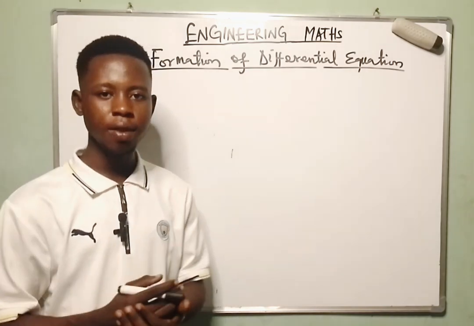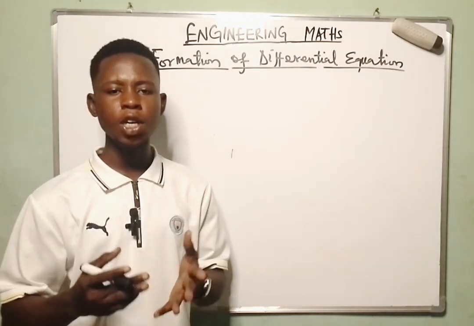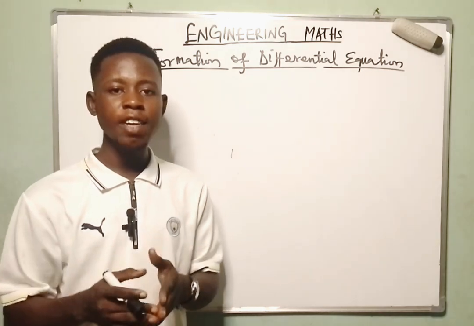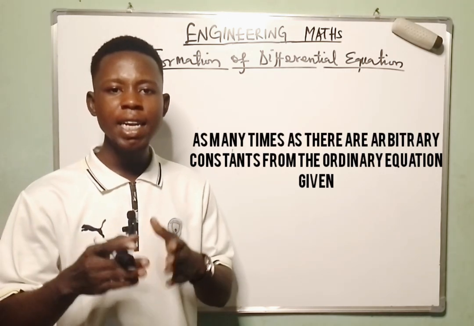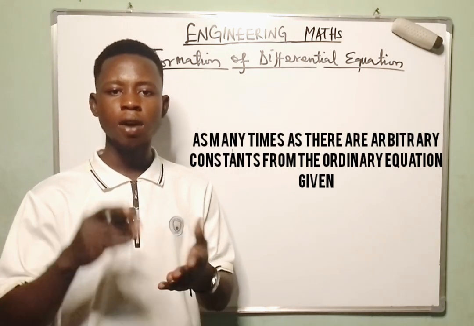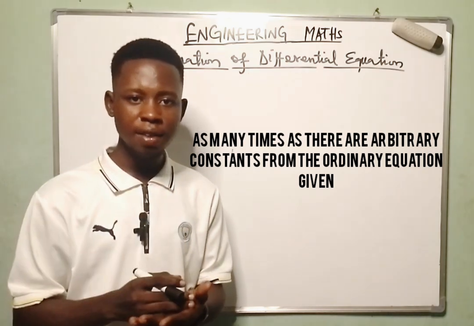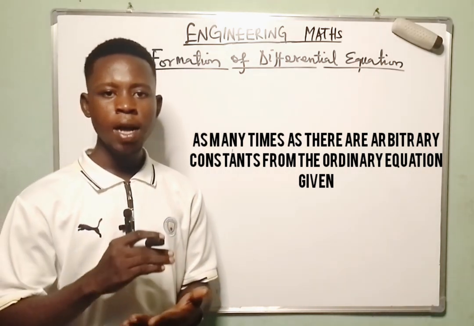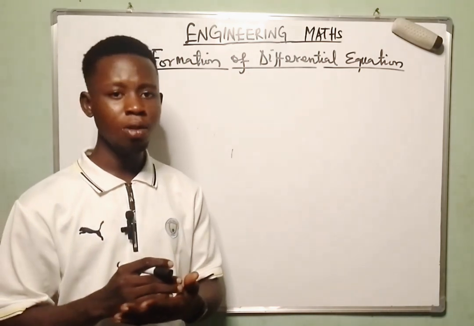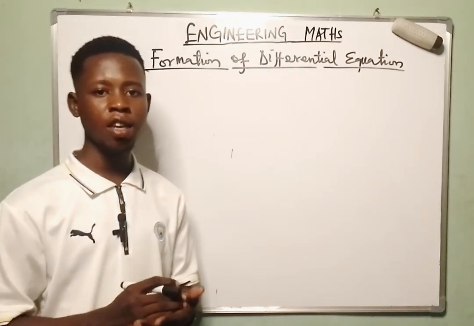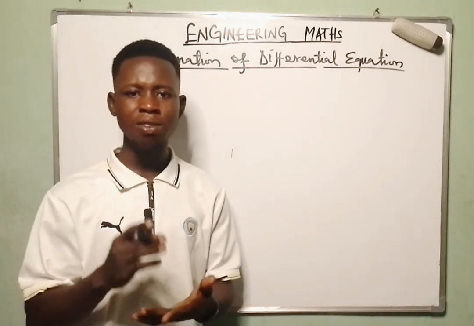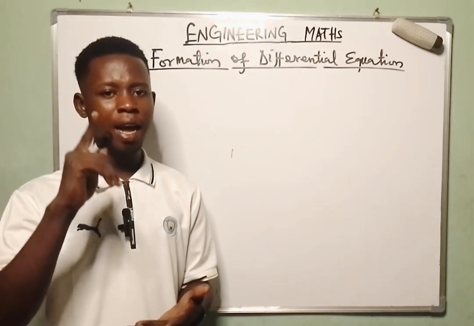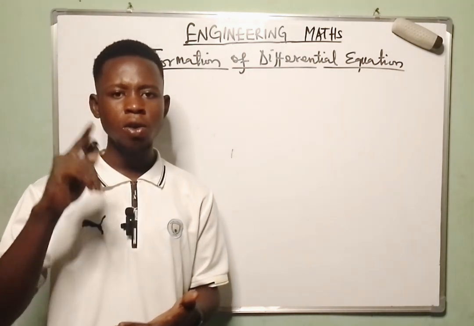is given. For us to form a differential equation, you are going to be differentiating as many times as there are arbitrary constants in the given equation. When you have two constants, you differentiate twice, and when you have one constant, you differentiate only once. These constants are the arbitrary constants.